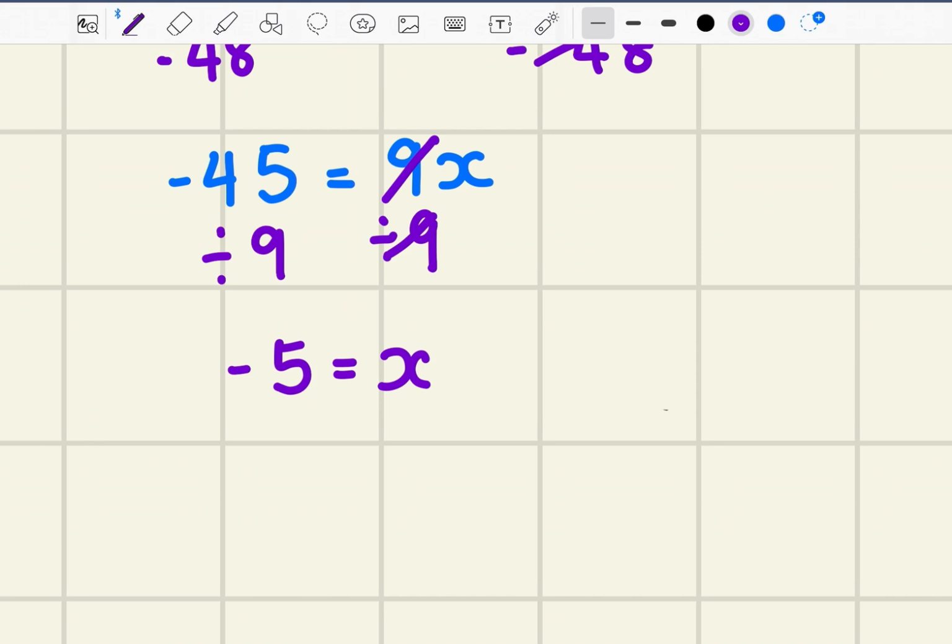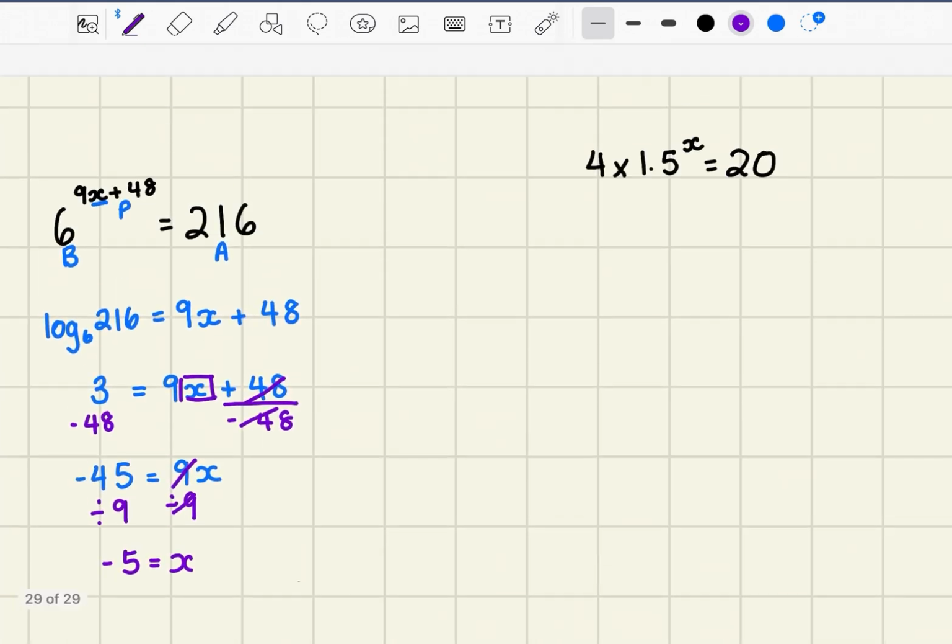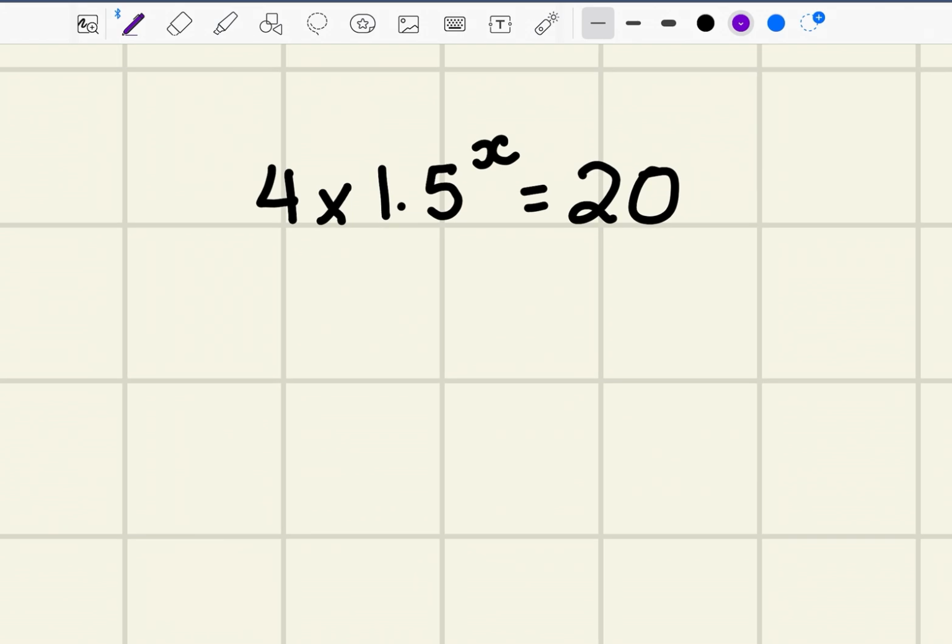Let's have a look at another example. Okay, I'm going to start by labeling this expression. I can see I've got 1.5 to the power of x is equal to 20. This times 4 is just sitting out the front. It's not actually related to the exponential equation. So first of all, I'm just going to get rid of that times 4, in fact, before I label everything. So times 4, I'm going to divide by 4 on both sides to undo that.